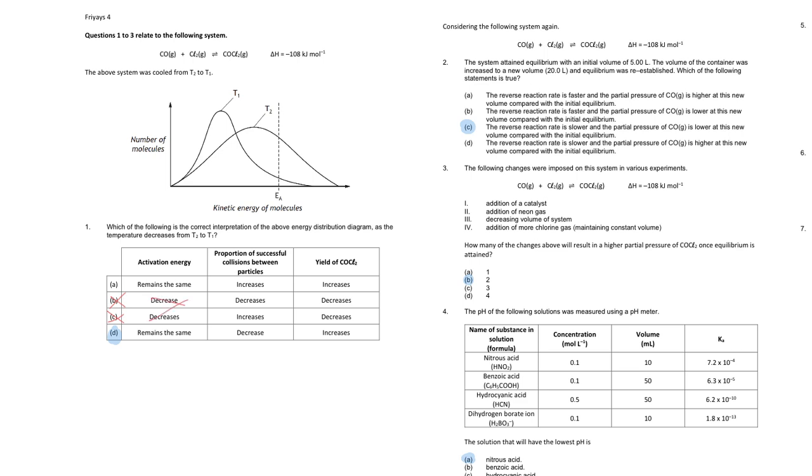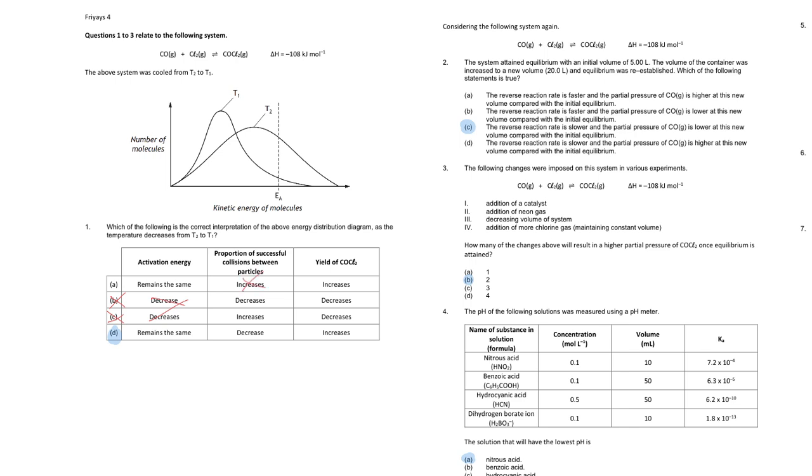Then you look at the proportion of successful collisions between particles. If you cool it down, the proportion of successful collisions between particles is going to decrease, not increase. That's why this is a bit tricky, because you're going from T1 to T2. So therefore, it's not going to be A.